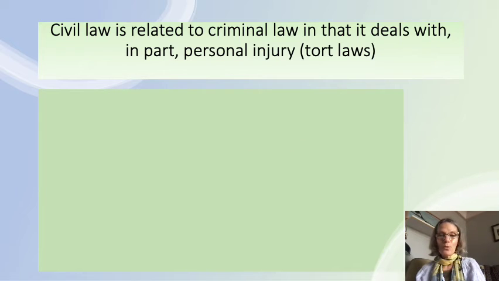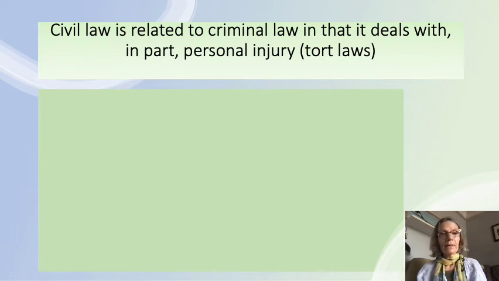Okay, so you might be wondering, why are you learning about civil law? Because this is a class that primarily focuses on criminal law. Well, the reason is there are some times when civil law and criminal law overlap. And the most frequent way that it overlaps is when it has to do with personal injury.